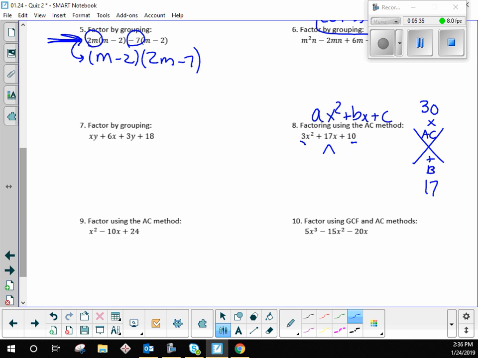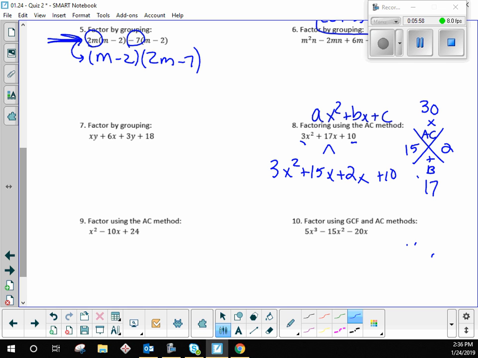And so I'm going to say, okay, 15 and 2 multiply to 30 and add to 17. So I'm going to rewrite 17x as 15x and 2x. Okay, that's what I'm using those two numbers for. And then the other two things stay the same. I have a plus 10 and I have a 3x squared.